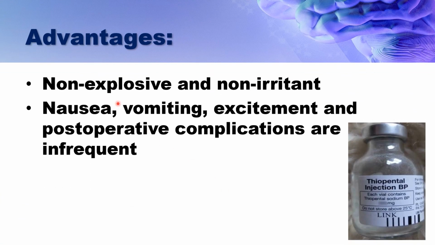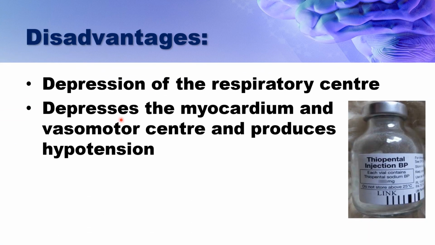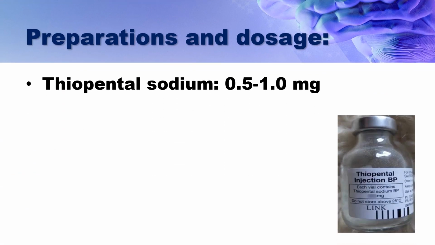Advantages: it is non-explosive and non-irritant. Nausea, vomiting, excitement and post-operative complications are infrequent with this drug. Disadvantages: it causes depression of the respiratory center. It also depresses the myocardium and vasomotor center and produces hypotension. Preparations and doses of thiopental sodium is 0.5 to 1 mg.